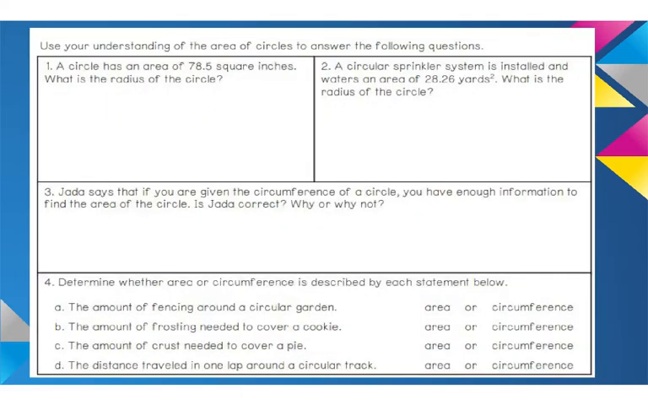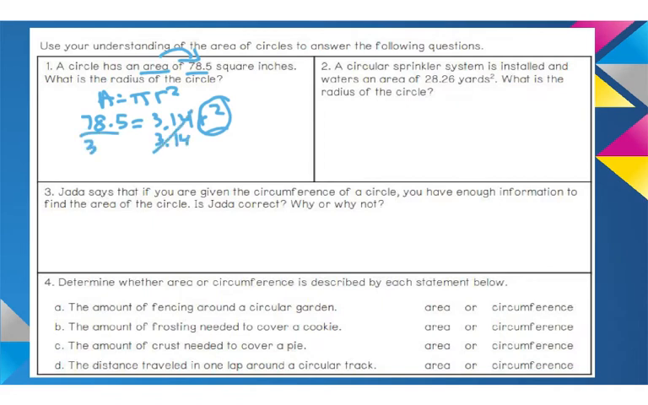Now the next section, it says to use your understanding of the area of circles to answer the following questions. A circle has an area of 78.5 square inches. So now we know the area is this. So remember, area is equal to pi r squared. So now we know that that's our area. That's going to be plugged in for area. Is equal to, well, we know that pi is 3.14, but we don't know the radius squared. That's what we're trying to find. So we've got to get that by itself here. So we're going to go ahead and divide by 3.14.